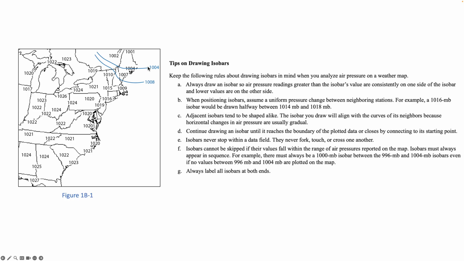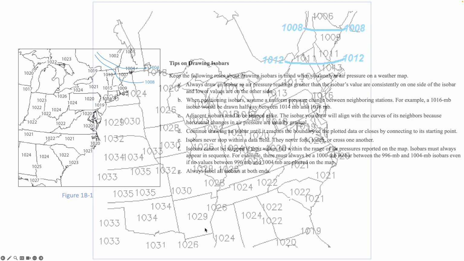And then finally, you always label your isobars. So when somebody is reading a map, you want to know what your isobar values are. You can see here that 1004 and 1008 are labeled, and that way you're not just drawing and having to look at the data to guess what the actual isobar value is.